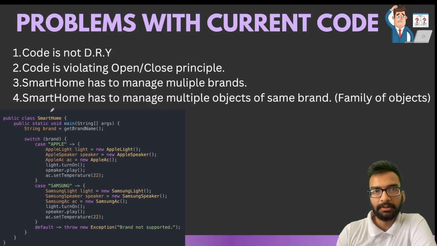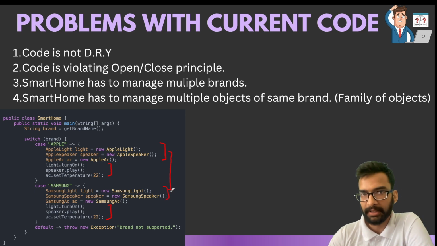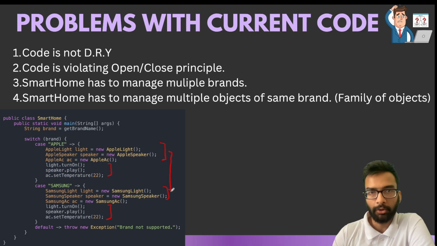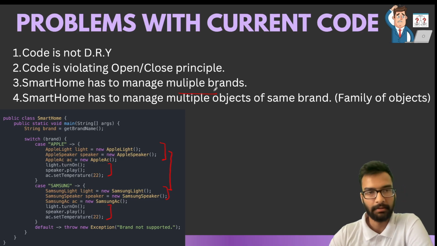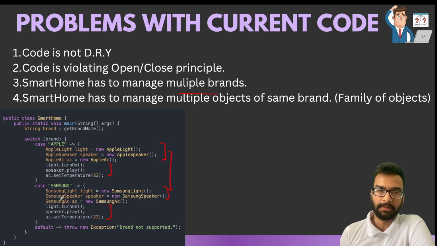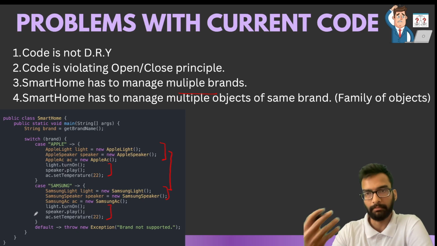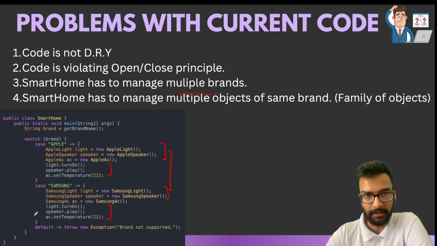The first problem is that the code is not DRY. You can see that this code portion is entirely the same and is repeated. The second thing is that this code portion and this code portion are also quite similar, not exactly the same. So we can see how we can reduce this as well. Also, the smart home has to manage multiple brands. It has to manage the Apple brand, the Samsung brand, and let's say one new brand came into the market, we have to manage that brand as well. So there are a lot of problems in the current code.